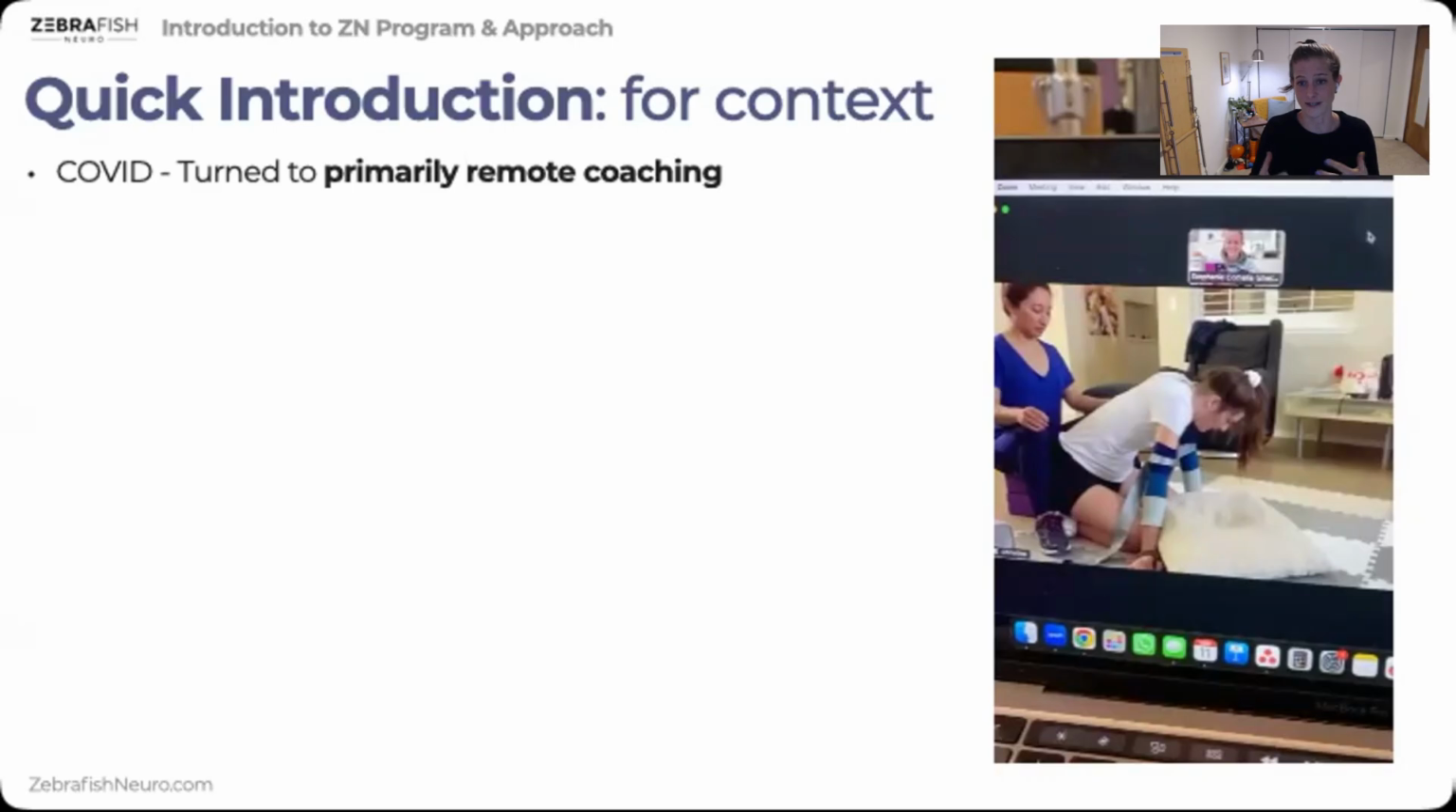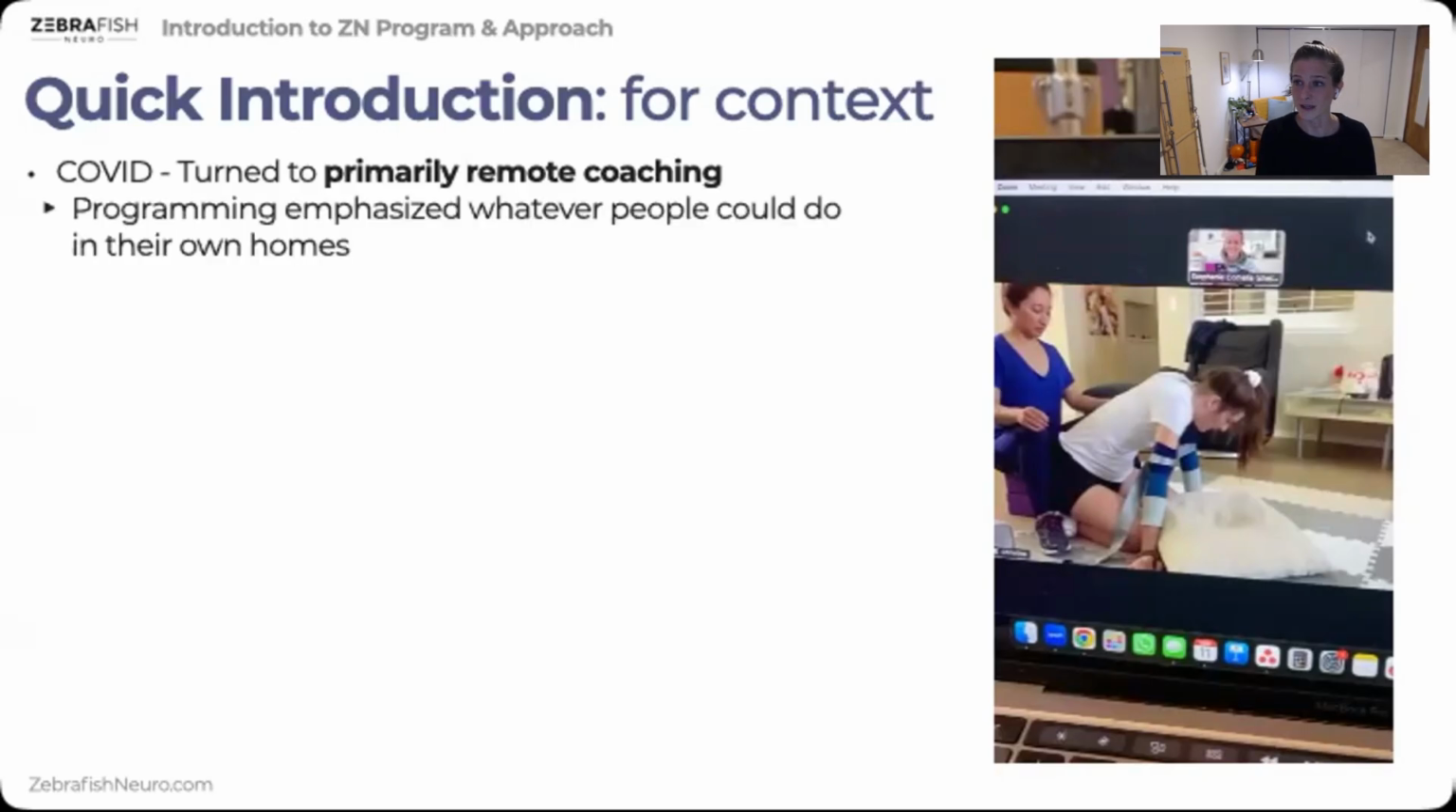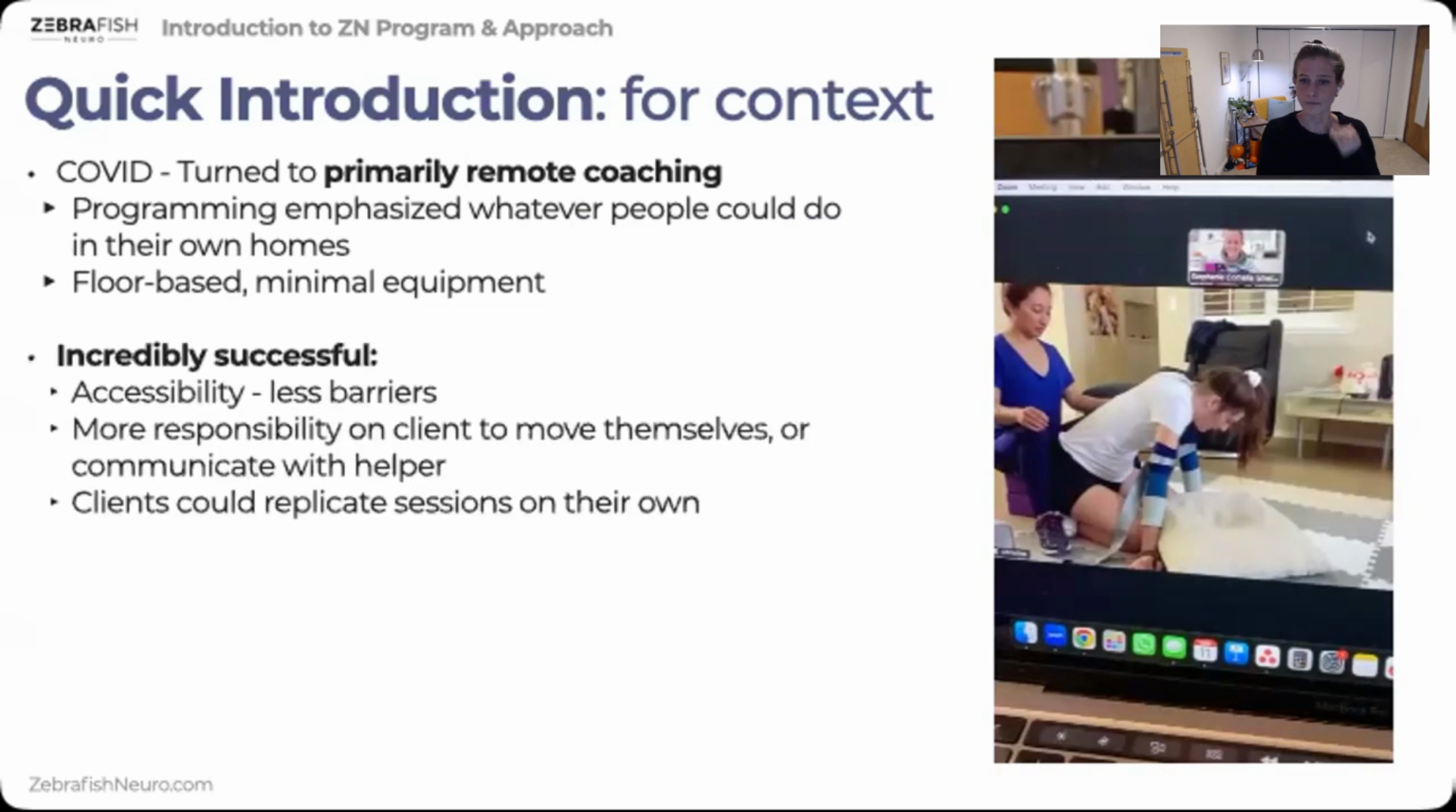And then with COVID, my hands-on programming, my services, turned primarily into the remote context. So I was doing Zoom sessions and people were working from their living room floor. It was basically whatever people could do from their living room floor. Really minimal equipment, floor-based or on their bed. This pivot to a minimal equipment, floor-based approach was actually turning out to be incredibly successful because a lot of accessibility barriers were dropped.